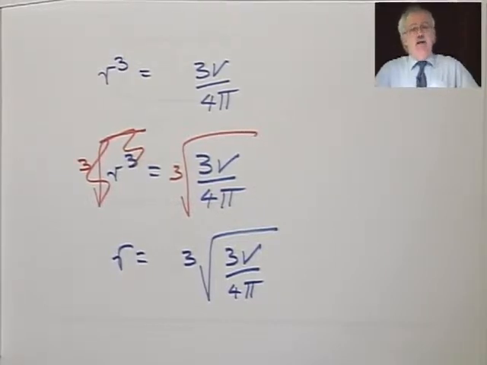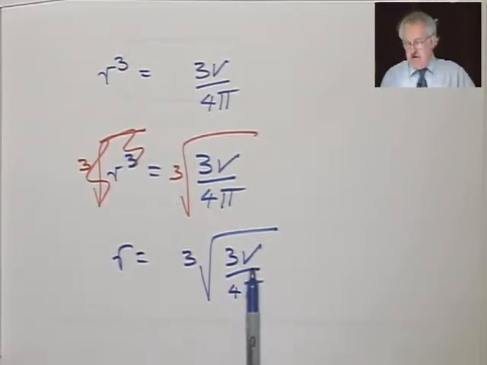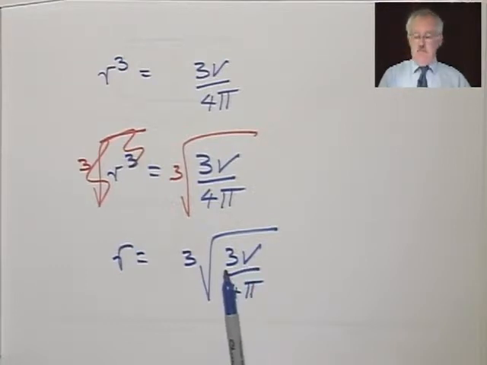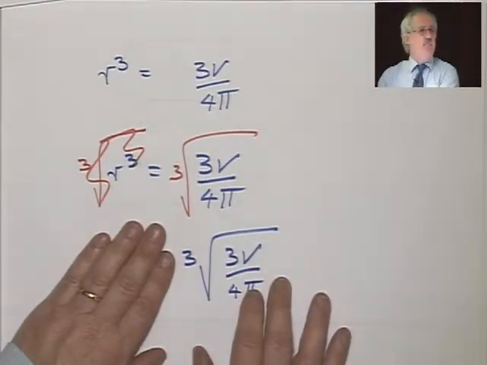Now it's a calculator. What have they told you in the exam? They've told you that the volume was 1,000 or 10,000 meters cubed. That was known. 3 is known. 4 is known. Pi is a number. The cubic root is on your calculator. You can work it out. So this is just pure calculation stuff.